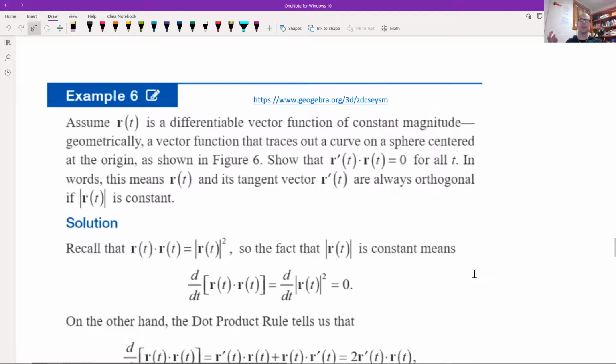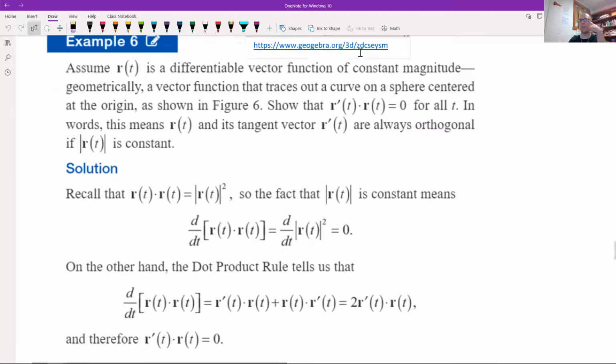One of the cool consequences of, in this case, the dot product rule, is that whenever you have a vector function of constant magnitude, so that means it's a constant distance away from the origin the entire time, you can think about a space curve being traced out on the surface of a sphere. The vector that goes to the point on the sphere from the origin is always going to be orthogonal to the vector that's tangent to the sphere. And using the dot product rule is one way to show that that happens.